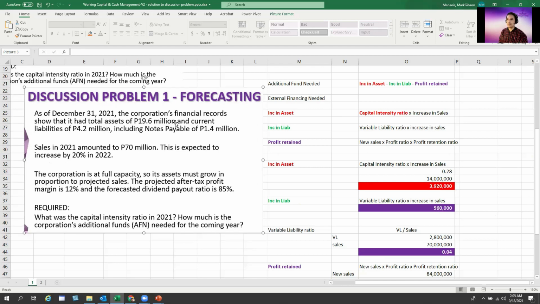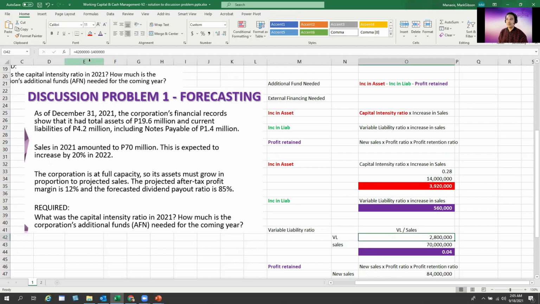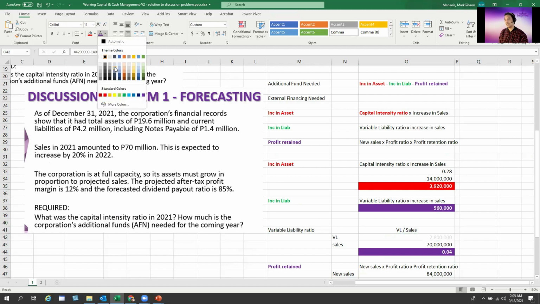So sabi ng problem, current liabilities of 4.2 million including notes payable of 1.4 million. So therefore, class, we just need to deduct the 1.4 from 4.2 million. So we can calculate the total variable liability. So that's 4.2 million less 1.4 million na notes payable. So the total variable liability is 2.8 million. Okay na tayo dyan.